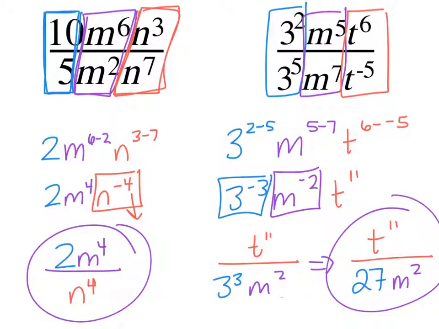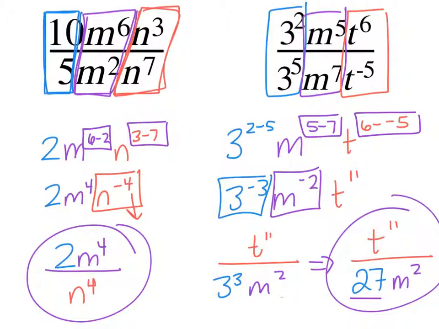Looking at the correct solutions, notice I grouped things and then I went ahead and wrote out my subtraction problems. I would suggest writing this out so that we don't make little math errors, because a lot of us aren't going to remember that minusing a negative is going to give us a pause, adding, or things like that. For the first one, when we finally solve, we get 2 times m to the 4th over n to the 4th. With the second one, you get t to the 11th over 27m squared. Notice 3 cubed isn't simplified. You have to change it to 27.